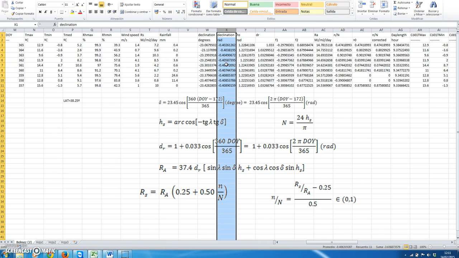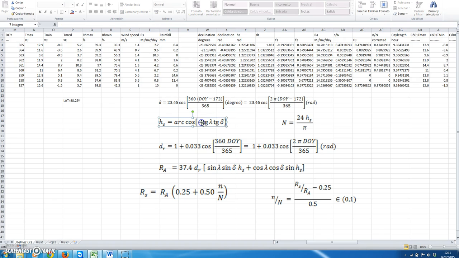Next, we're going to calculate a variable called HS, which is half of the day length expressed in radians. To do that, we apply this equation. This is the arc cosine of minus the tangent of the latitude. See that the latitude is now expressed in radians. We need to do that always when we are working with Excel. This is multiplied by the tangent of the solar declination, which was the previous column.